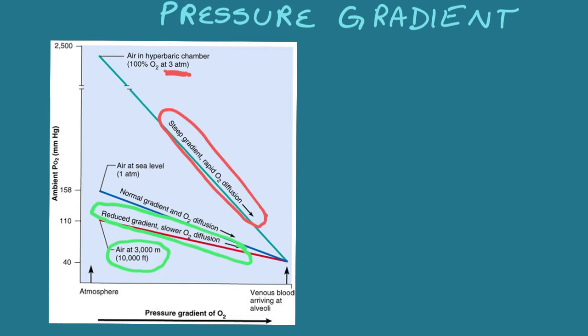We live in New York City, and here is the sea level. It's 1 atmosphere, and this has a normal diffusion of oxygen. So the greater the gradient, the faster the diffusion. The lower the gradient, the slower the diffusion. So let's write that down.